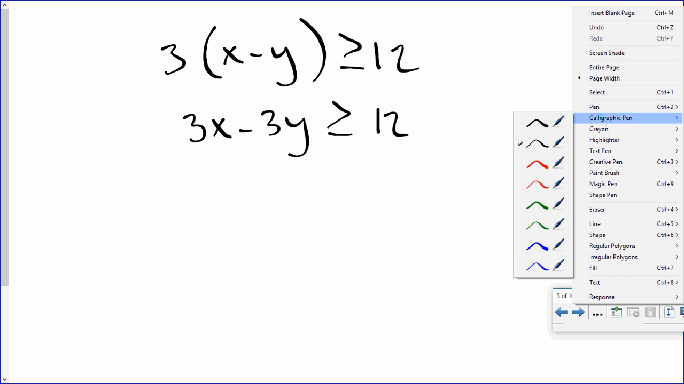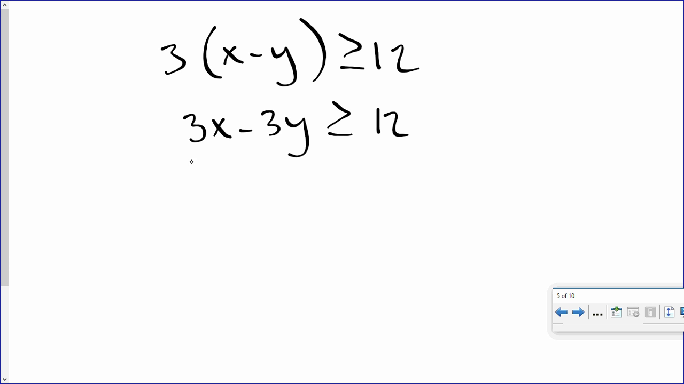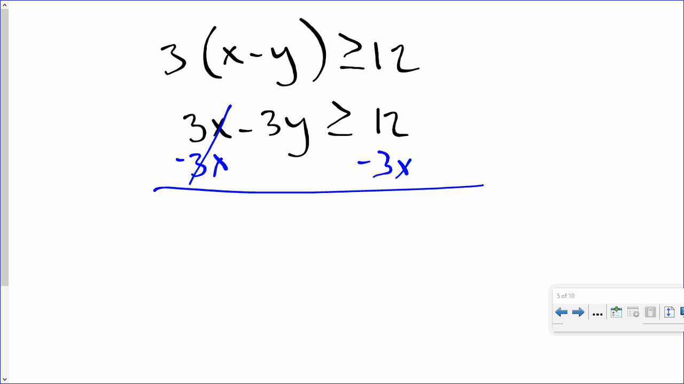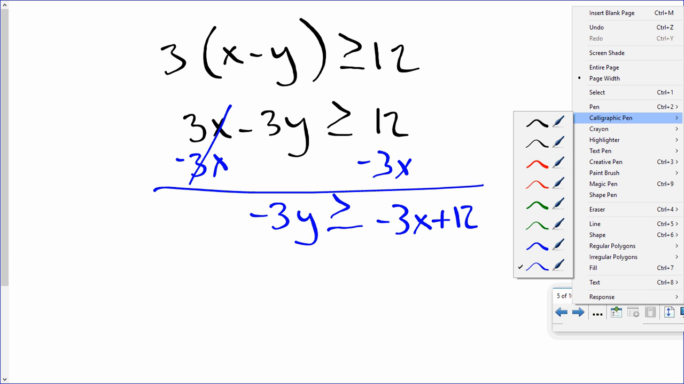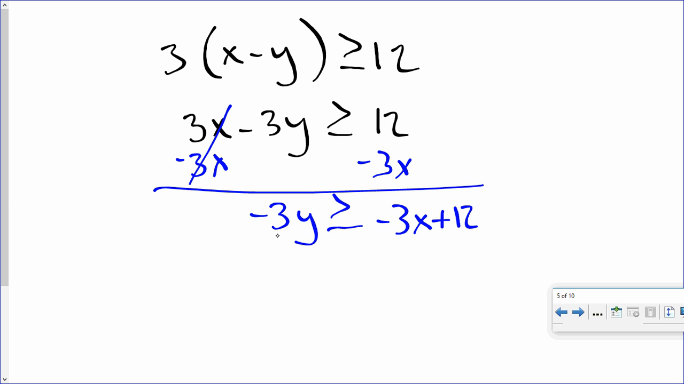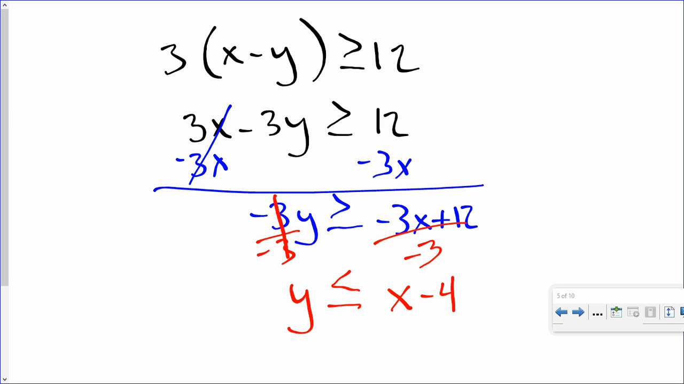I reorganize to get y by itself. So I subtract 3x. This cancels out. Now I have a negative 3y is greater than or equal to a negative 3x plus 12. Keep going. I know it's a little bit of work here, but it's going to help me in the end. I'm going to get this cleared up. I divide by negative 3 on both sides. Now keep in mind, once I do that, I immediately have to switch that symbol around. So now y is less than or equal to x minus 4.